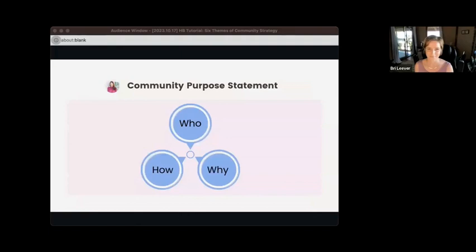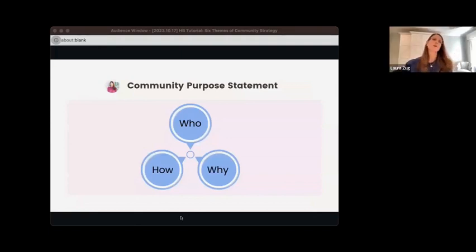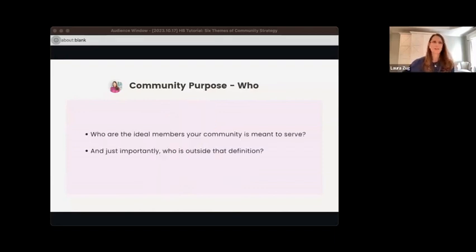Awesome. Okay. So this is often where I start with a brand new client, is helping them write their community purpose statement. This is essentially why you exist, what makes your community different, and what you're hoping to change or accomplish. So we look at 3 areas: the who, the how, and the why. So who is essentially, who are your ideal members? Who is your community designed to serve?